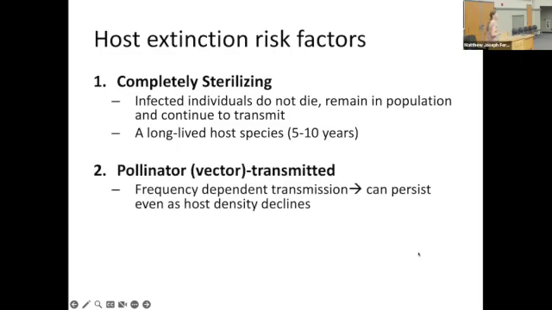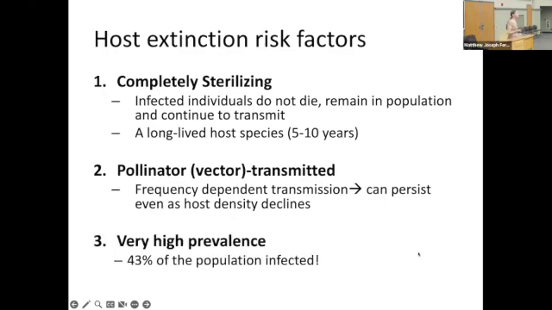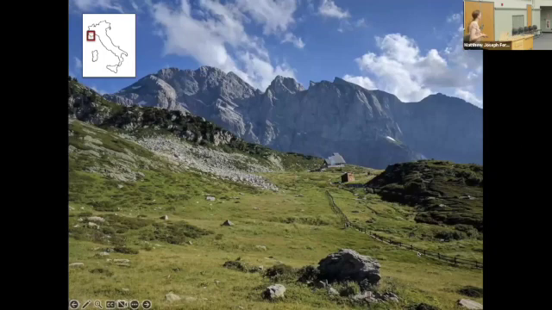Secondly, it's a pollinator transmitted disease, right? So it's basically a vector transmitted disease. So we would expect the dynamics to be sort of frequency dependent. And we've also shown that it can persist even as host density declines. So we find disease even in very low populations. So it doesn't have a threshold density that would eradicate the disease before the host. And finally, the other ecological thing that we found is that it just has incredibly high prevalence. So in the population that I'm going to talk about that we were studying, 43% of the population is infected with this incurable sterilizing disease. And I'll illustrate this with some of our population genetic data.